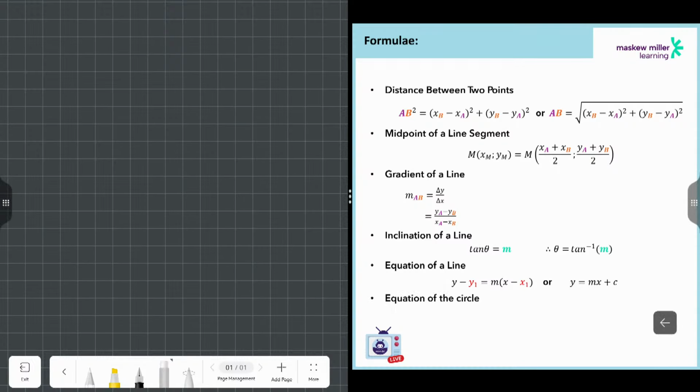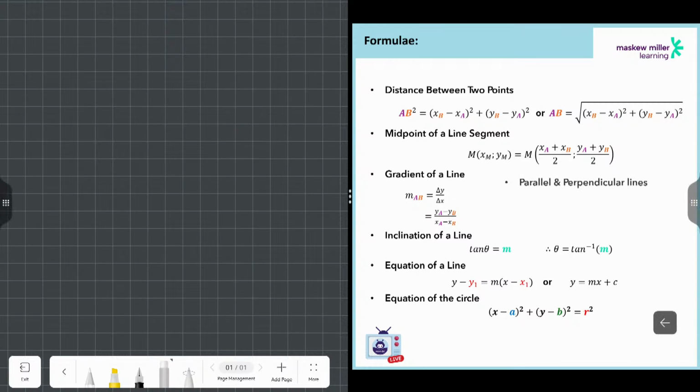Then we have the equation of a circle, and that is something we did in grade 12. We have x minus a, all squared, where a is the x-coordinate of your center, plus y minus b, all squared, where b is the y-coordinate of your center, and that is equal to r squared.